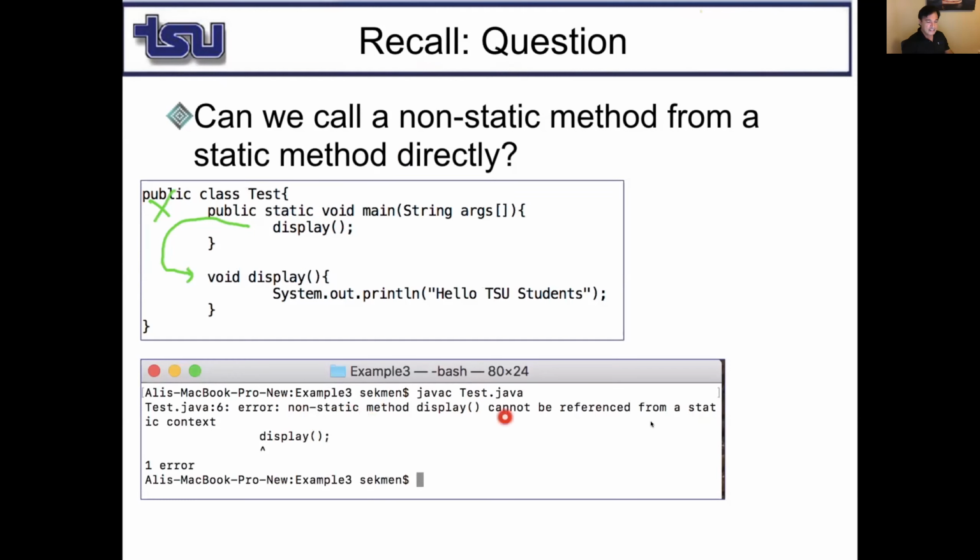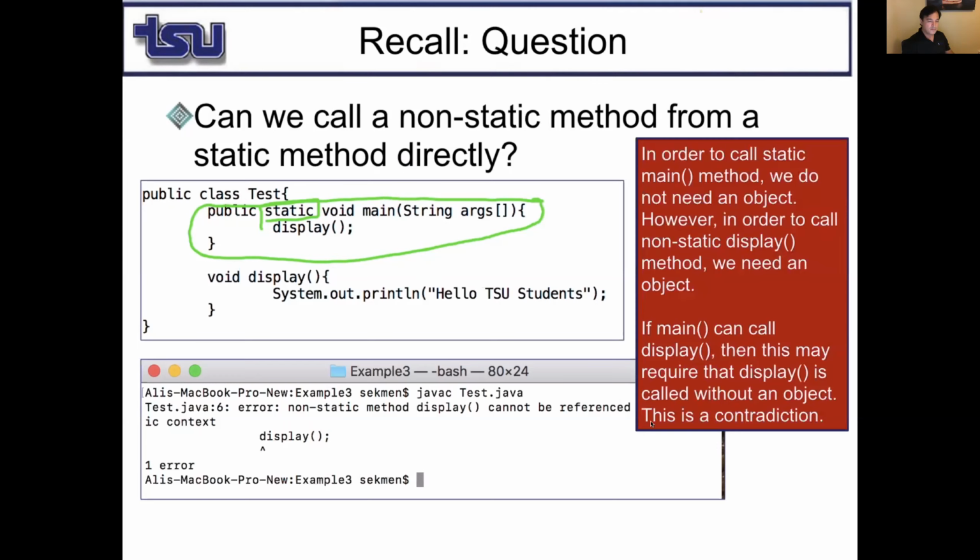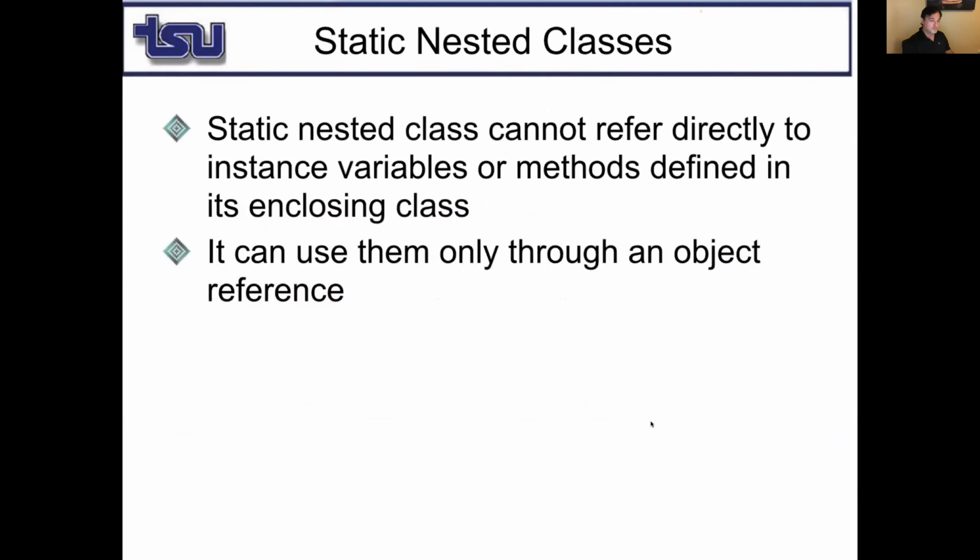Okay, and you will see the statement here. Non-static method cannot be referenced from a static context. Here, what is the static context here? It is this method right here. This is the static context here. So this static context cannot refer to a non-static method. Okay, so what do we do? First, we create an object of test class and then call.